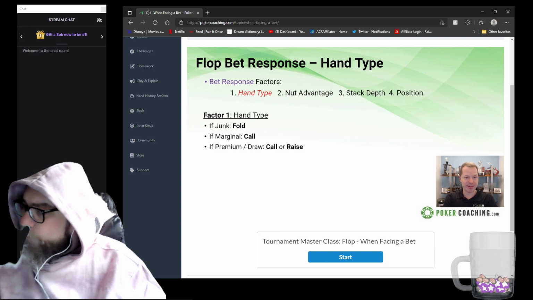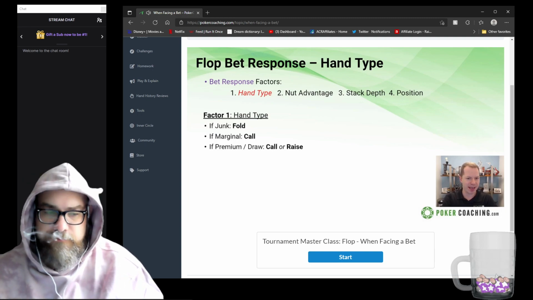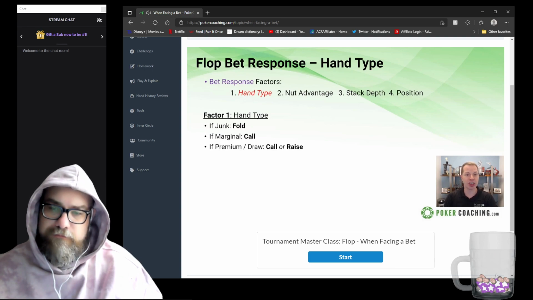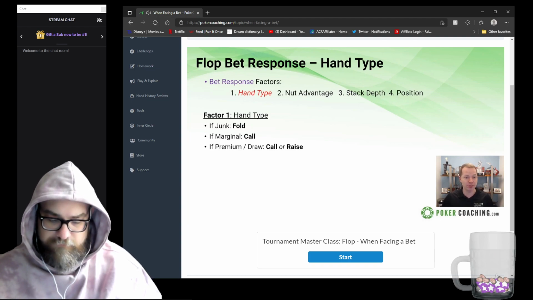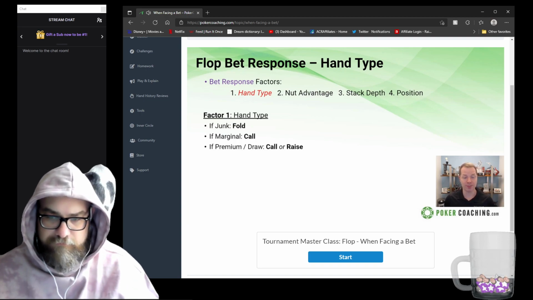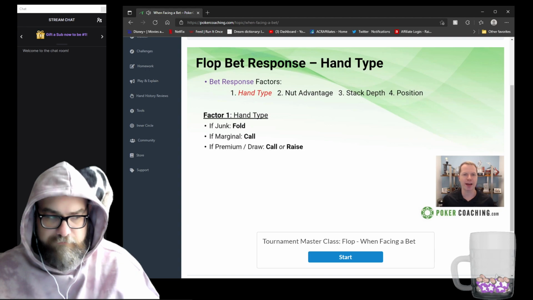Hand type. You already know the hand types. You can have a premium made hand or draw, or marginal made hand or junk. With your junk, this is usually going to be most of your unpaired hands that don't have any reasonable draw. Just fold. It's that easy. Don't get out of line. Don't think you have to be running insane check raises with no hand, no draw. Just fold. With your marginal made hands, these hands are very often going to call because they want to keep the pot manageable, right? These are your top pair bad kickers, middle pair.